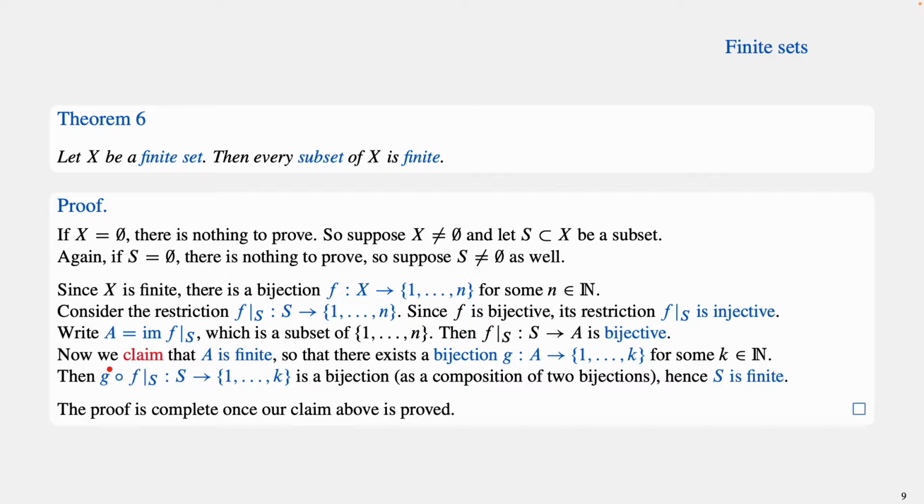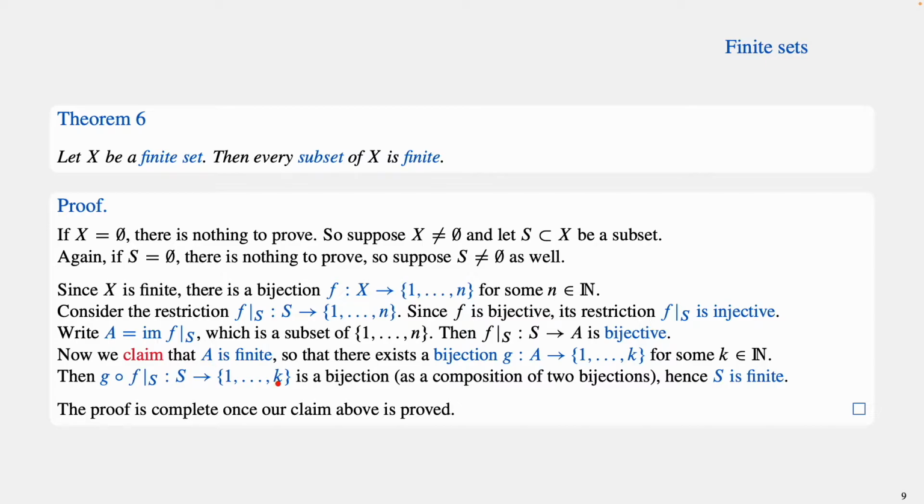And this composition is a bijection because f restricted to S is a bijective map to A, and because g from A into the numbers from 1 to k is a bijection, because we take A to be finite. And the composition of two bijections is again a bijection. But this means, having a bijective map from S to the numbers from 1 to k, that S is finite. So we have shown that the subset S of X is finite, given that our claim here holds. So the proof is complete once we prove the claim that this set A is finite.